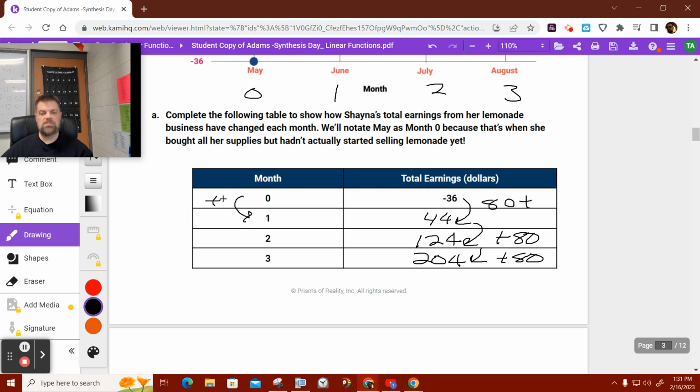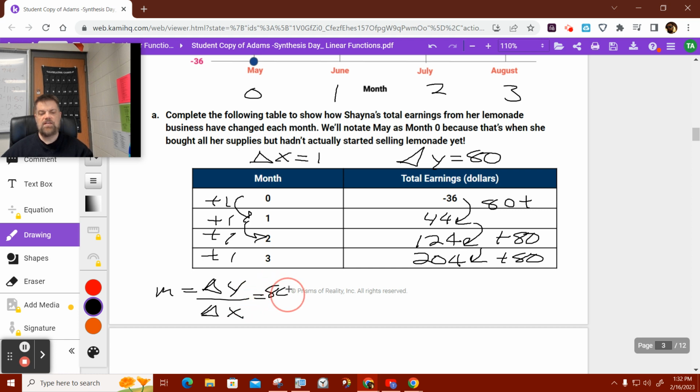That's important. So this is 1. We're counting by ones in this column. This is our X value. So our change in X each month is 1. Our change in Y each month is a positive 80. What do you think the slope is? Well, it's delta Y, the change in Y over the change in X, which is 80 over 1, or 80, right? $80 per month is what she's making.